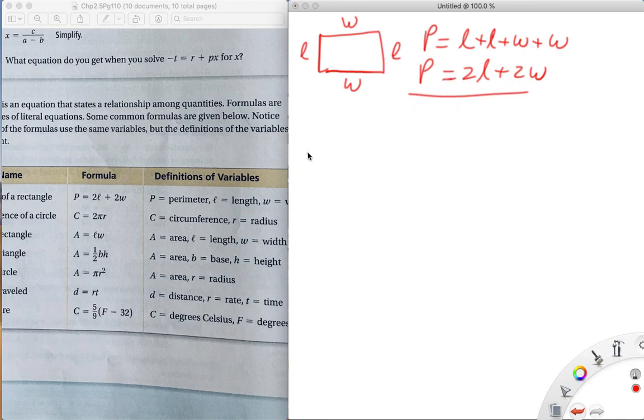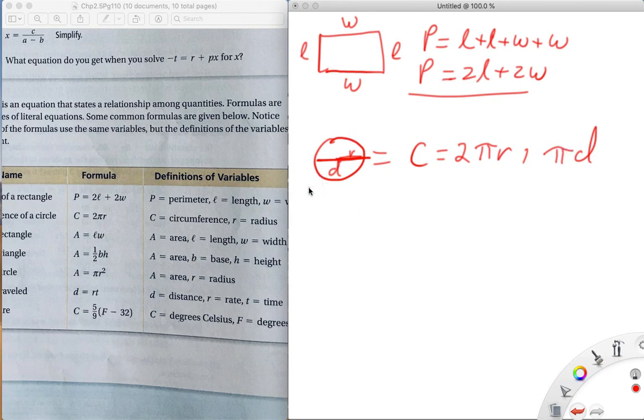Circumference of the circle. Circumference is basically the perimeter of the circle. Circumference is equal to 2 pi r, where r is the radius, the halfway distance across the circle. Or if we have the whole distance from one end to the other, that's called the diameter. You can actually say that it is the diameter times pi, but they don't give you that in this equation.